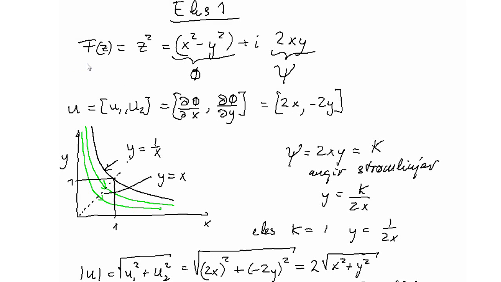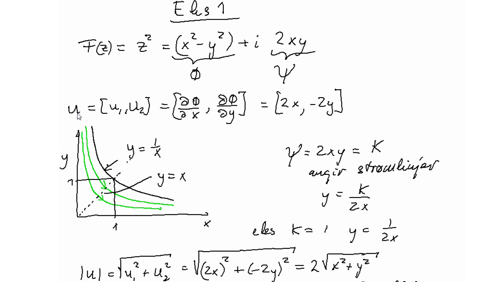Let's now consider the case when the complex potential is equal to z square. In this case, we know that the real part is just equal to x squared minus y squared, and the imaginary part is 2xy. This complex potential corresponds to streamlines or fluid flow around a corner. Just let us show you why this is so.